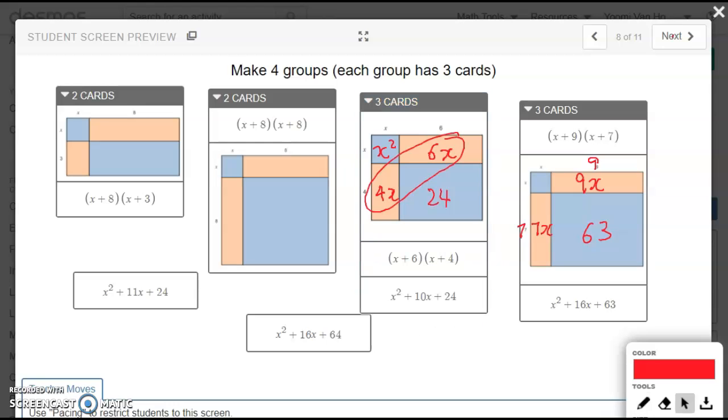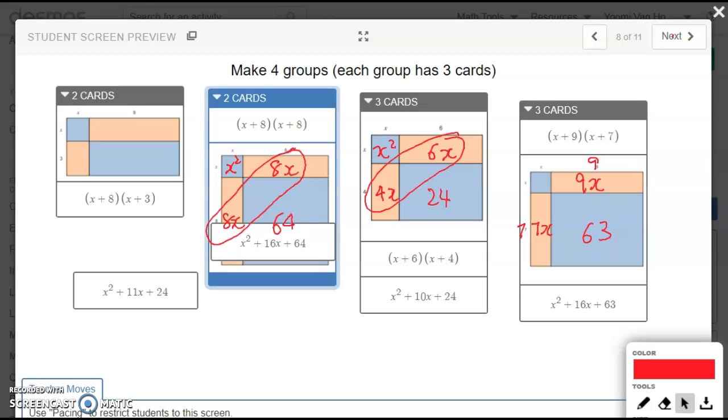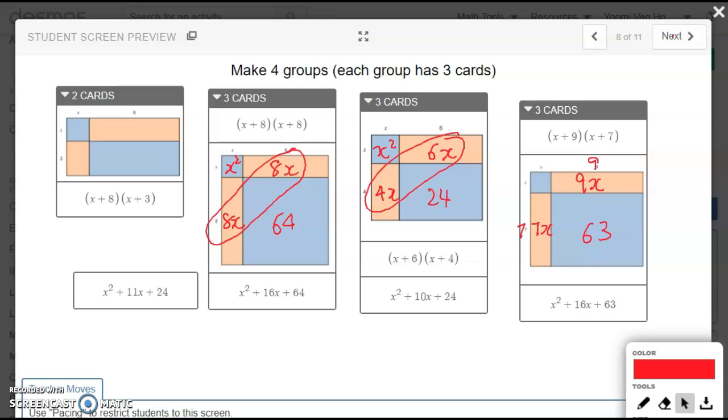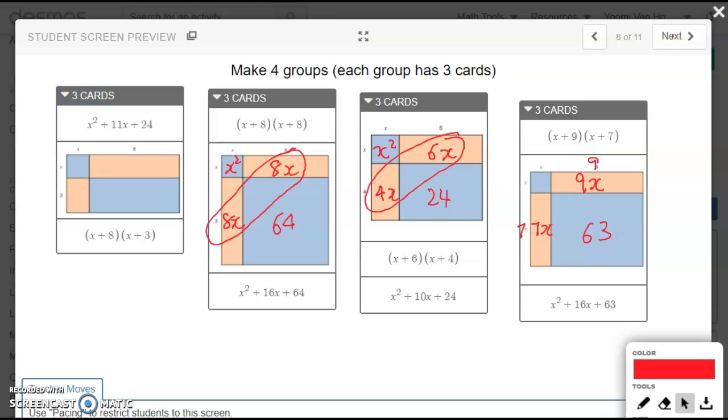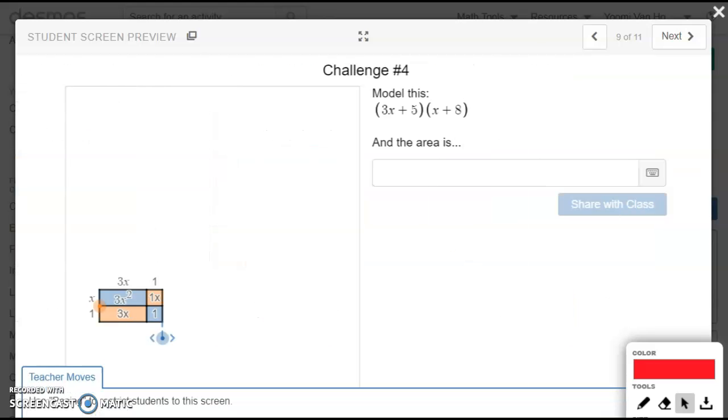Alright, and then finally, what do we have here? x times x is x squared. 8 times x is 8x, and 8 times x is 8x again. 8 times 8 is 64. So this time I have x squared plus 8x plus 8x, which is 16x, plus 64. So it's this one. And so the last one has to be this. Okay, and you can certainly confirm it. Alright, then let's move on to the next card.